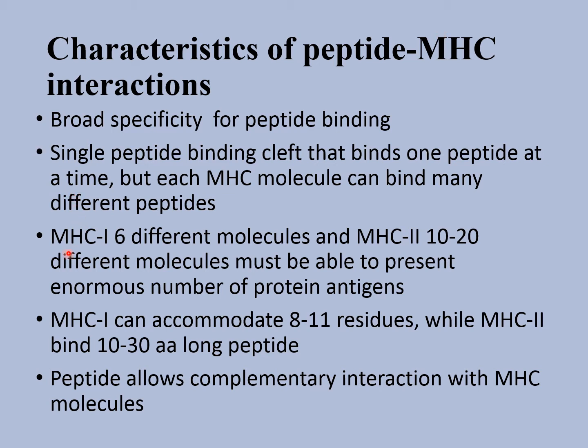Keeping in account that there are 6 different molecules of MHC1 in a heterozygous individual and about 10 to 20 different molecules of MHC2, the individual may be able to present an enormous number of protein antigens. So an MHC1 molecule can accommodate a peptide of about 8 to 11 residues, and MHC2 accommodates a bigger peptide of about 10 to 30 amino acids. So there is always a complementary interaction between the MHC molecule and the peptide.